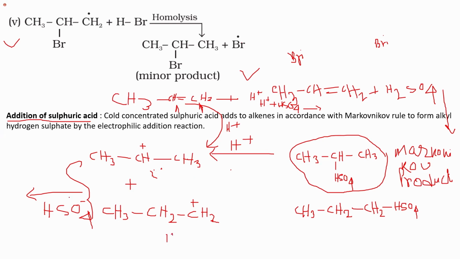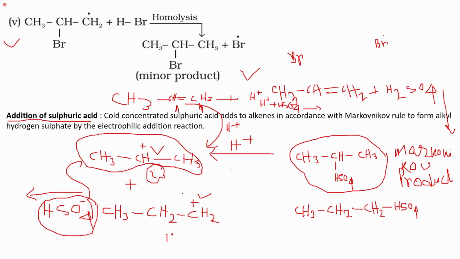Now you have another anion, the nucleophile HSO4 minus. So there are two possibilities: one is the secondary carbocation, another is the primary carbocation. Now this HSO4 minus can add to the middle carbon, otherwise the primary carbon. We know that the secondary carbocation is more stable, so the reaction always has a tendency to go via this intermediate, not the other, because that one is not stable. So HSO4 minus will add to the middle carbon, generating CH3, CH, CH3 with HSO4. This is the Markovnikov product.